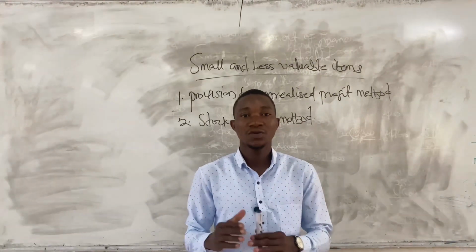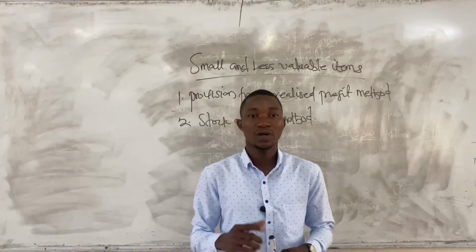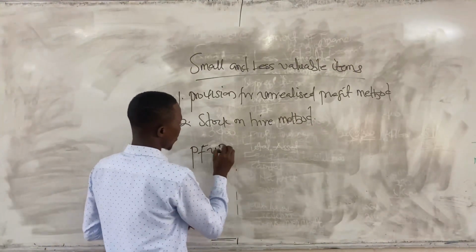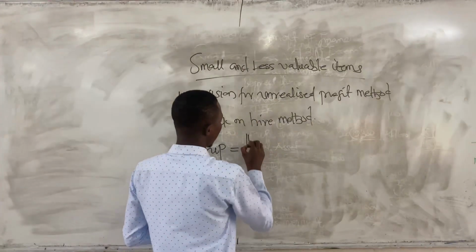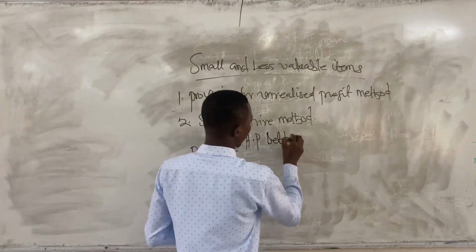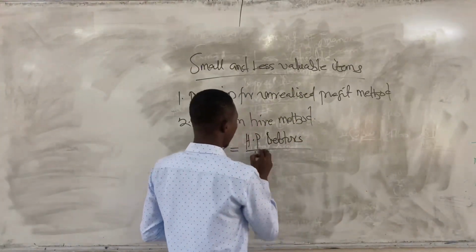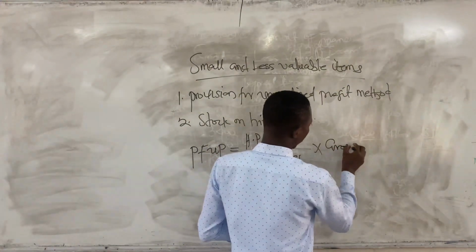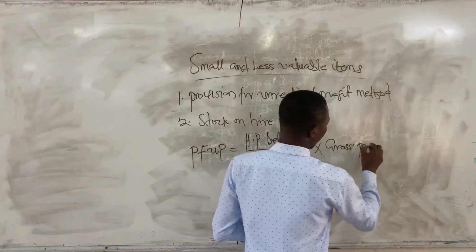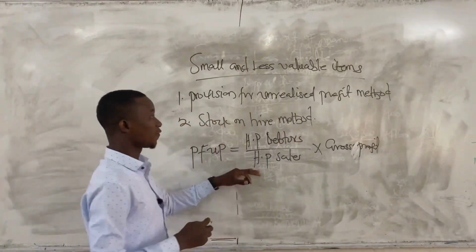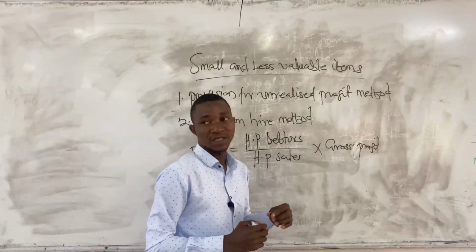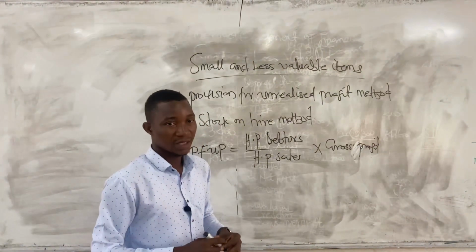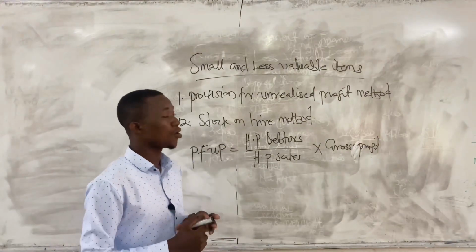So we have a formula that is being used to determine the provision for unrealized profit on a hire purchase contract. For provision for unrealized profit, the formula is hire purchase debtors over hire purchase sales, multiplied by the gross profit. And when we apply this formula, we will get a provision for unrealized profit and take it out from the total gross profit to ascertain the true gross profit of the business. So this is how we go by the provision for unrealized profit method.